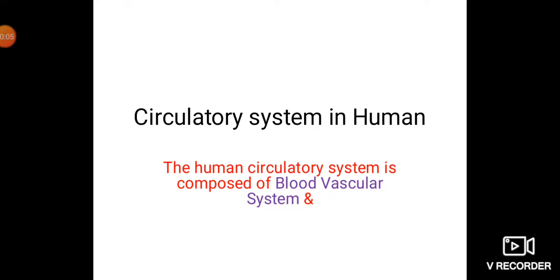The circulatory system in humans is the next part of our lesson. The human circulatory system is composed of the blood vascular system and the lymphatic system.